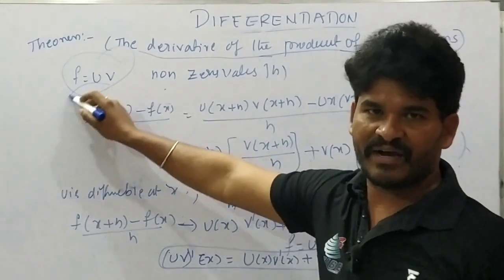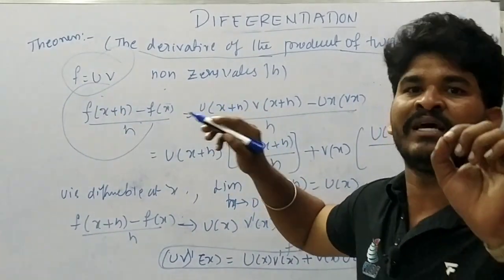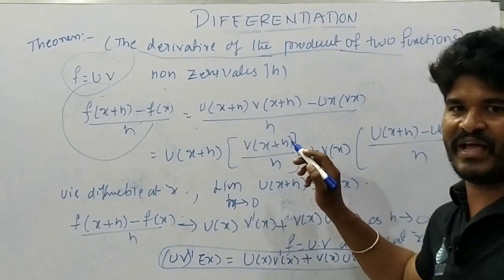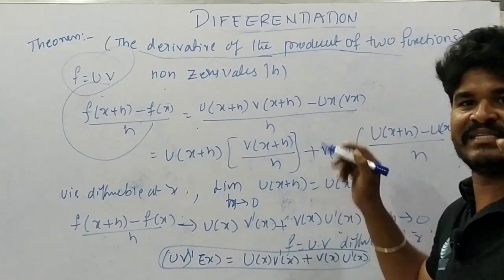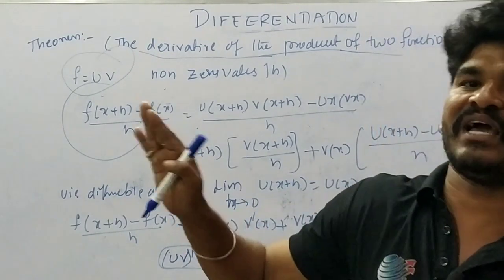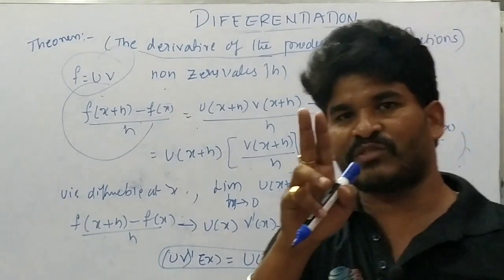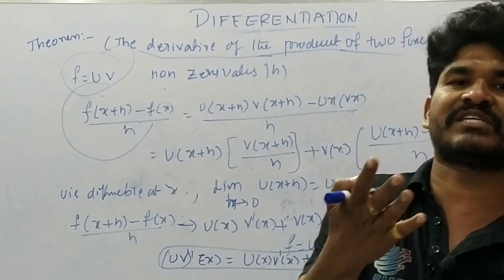The same way, [f(x+h) - f(x)] divided by h equals [u(x+h)·v(x+h) - u(x)·v(x)] divided by h. Why? Because these are products, that's why both functions are multiplied. What is the function here?